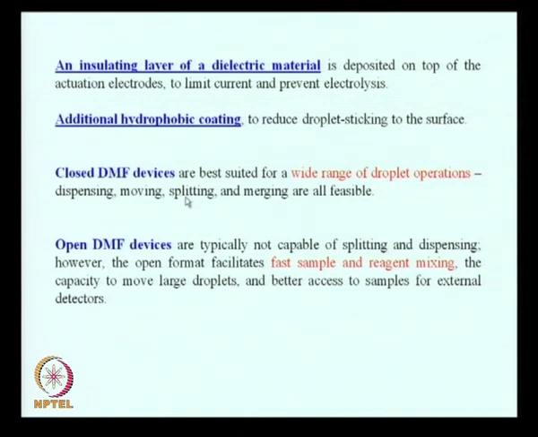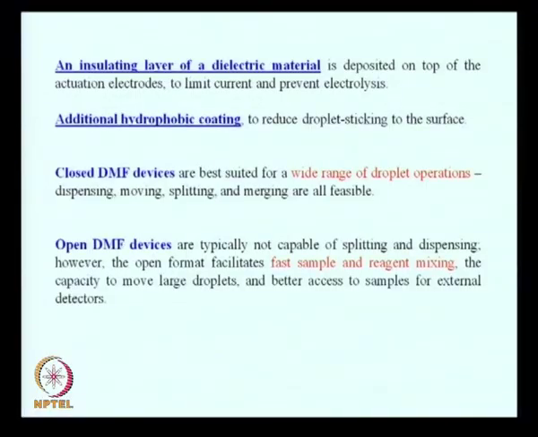The closed DMF devices are very well suited for a number of droplet operations. You can move a droplet, you can split the droplet into two, and you can even merge two droplets to make one large droplet. Whereas, open DMF devices are not capable of splitting and dispensing as efficiently as the closed DMF devices. However, they are very fast, and simple mixing can be achieved in the open DMF format.